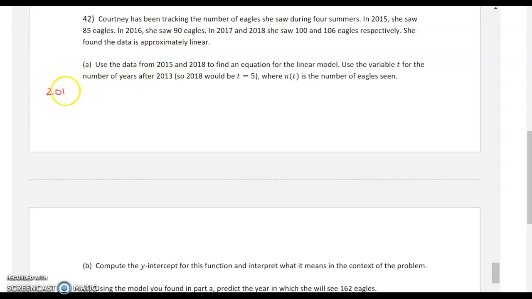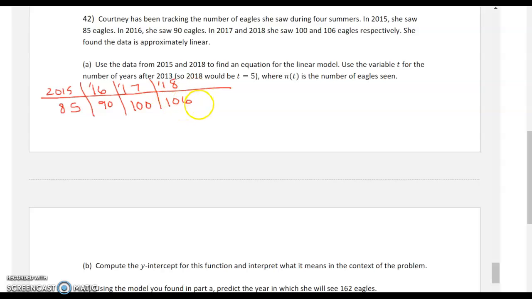So we knew 2015, then I'll just say 16, 17, and 18. I'm going to draw a little table. So in 2015, she saw 85. 2016 she saw 90, and 17 and 18 she saw 100 and 106 eagles respectively.